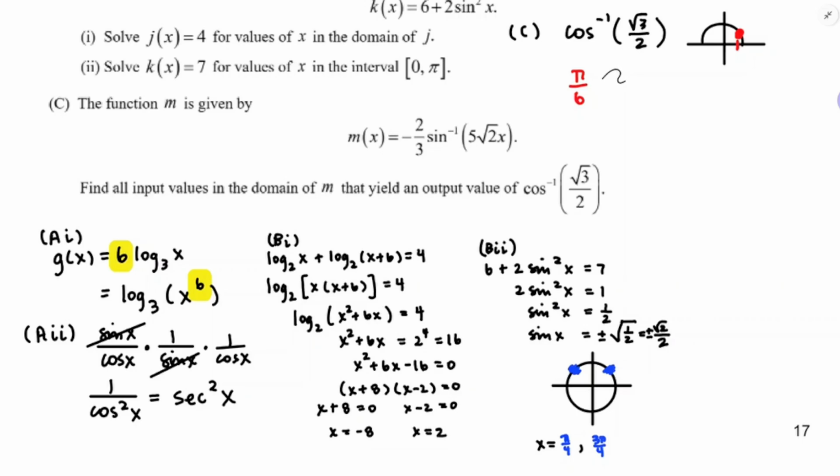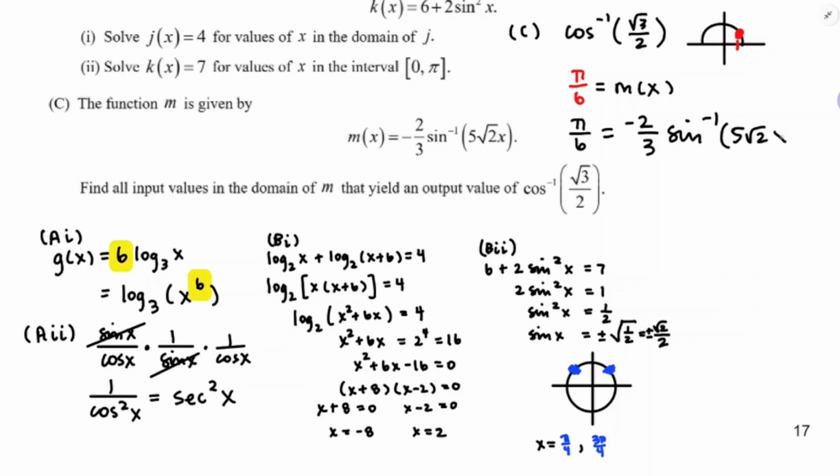Yield an output value of arc cosine of root 3 over 2. All right, so m of x equals pi over 6. So that's pi over 6 equaling negative 2/3 of arc sine 5 root 2x.